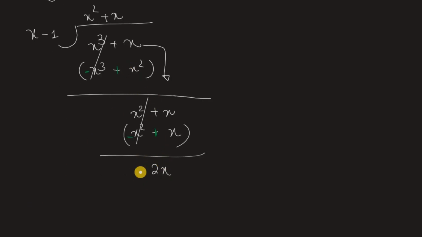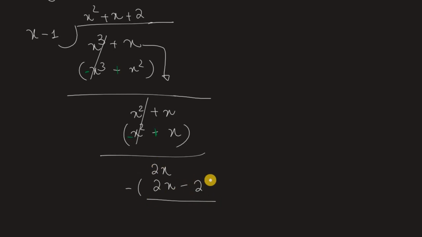Okay, so now we have 2x and we have x over here. So we have x. What do we multiply this x with so that we get 2x? We have to multiply with a 2, right? Yes, so 2 times x, that's going to give us 2x. That's it. And now we have a negative 1 over here. Of course, negative 1 times 2, that's going to be negative 2.